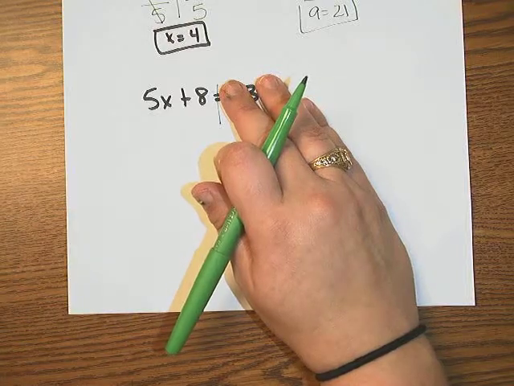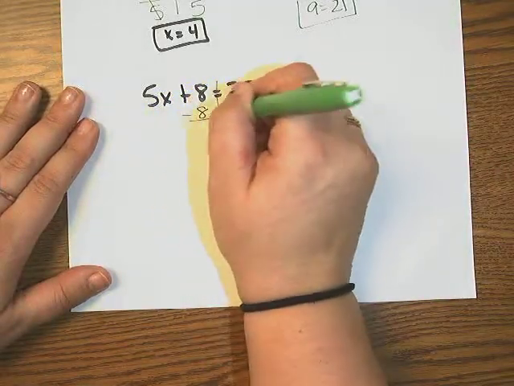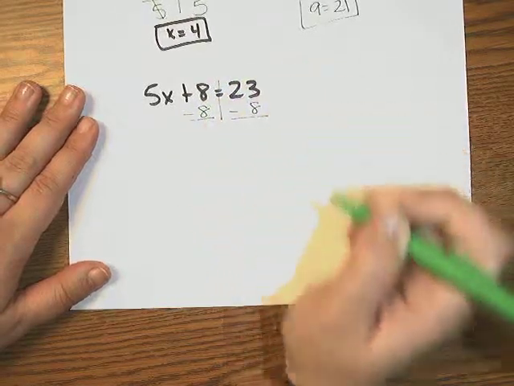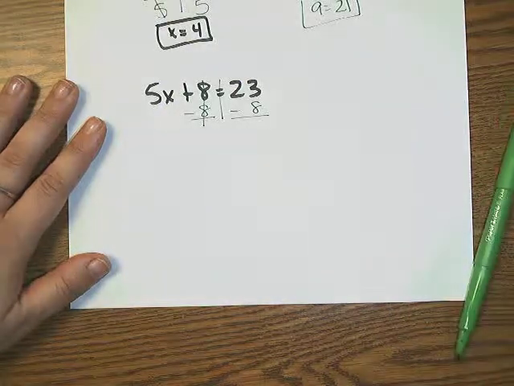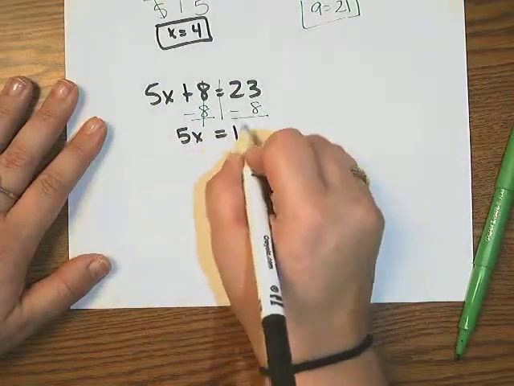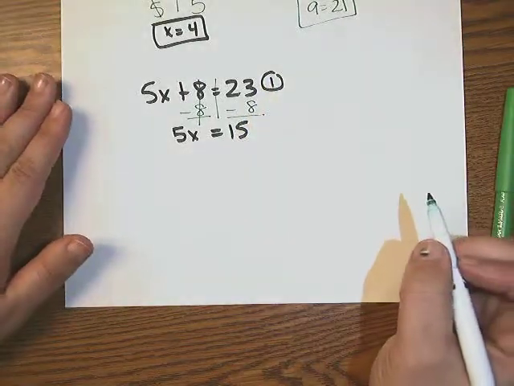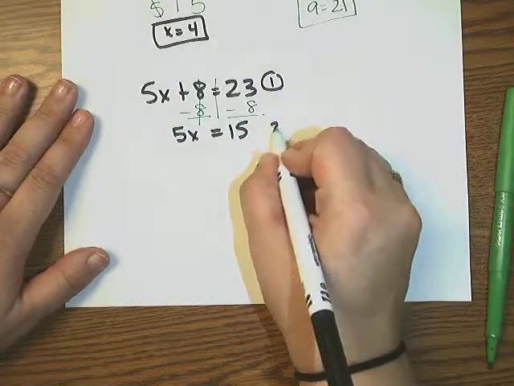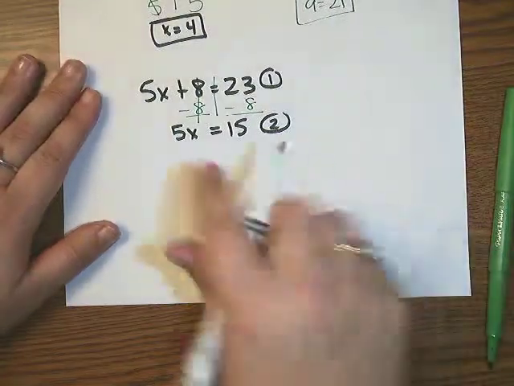So, is there addition or subtraction? Which one? Plus 8. So what's the opposite? Minus 8. These cancel out. Now I have what? 15. 5x equals 15. So first step is we undid the addition or subtraction. Second step is to undo the what?